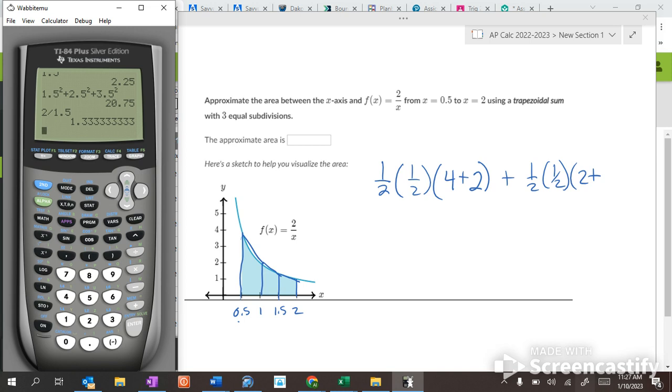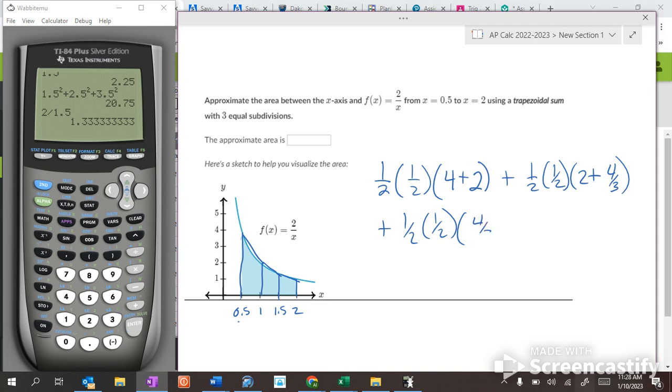Well, it's 1.3 repeating, which is the same as 4/3. So then we take plus 1/2 times 1/2, the distance between the two bases, and then the base 1, 4/3, plus 2 divided by 2 is 1. Okay? So I'm going to type that into the calculator, but I'm going to combine these as 1/4.